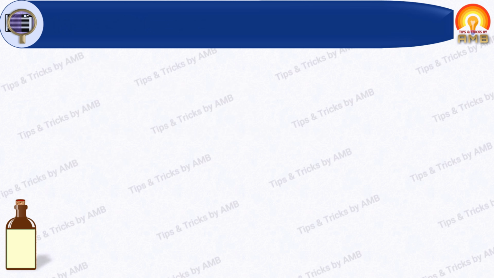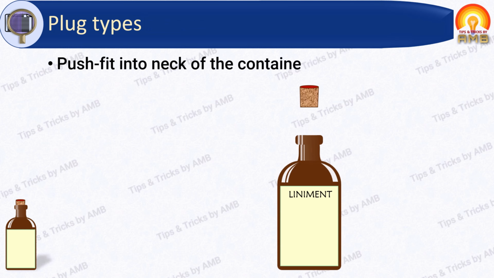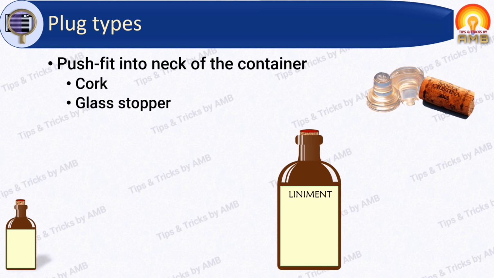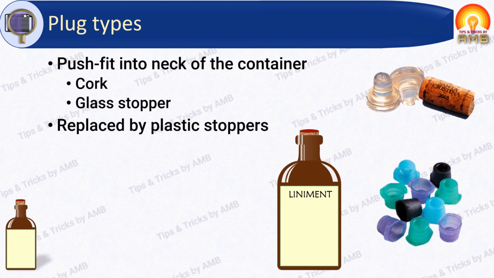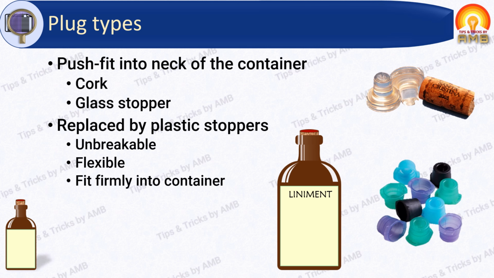First is plug type. The closure of this type is a push fit into the neck of the container. Example, cork or glass stopper. Nowadays, these are replaced by plastic stoppers. Plastic stoppers are unbreakable, flexible, and fit firmly into the container.